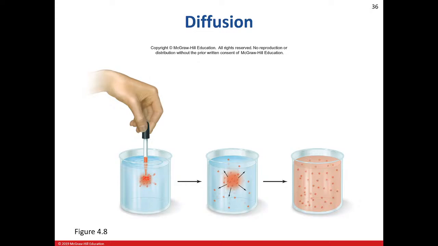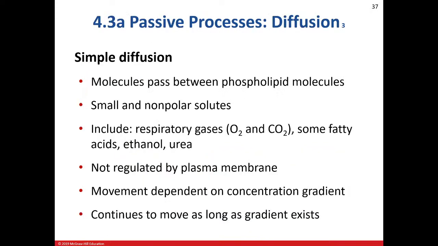Here we see diffusion where we have dropped some red food coloring into some water, and at first it is at high concentration in the very center of the beaker, and then over time it spreads out from the area of high concentration to areas of low concentration until over time on the right you can see we have reached equilibrium. The substance has fully diffused to all parts of the solution.